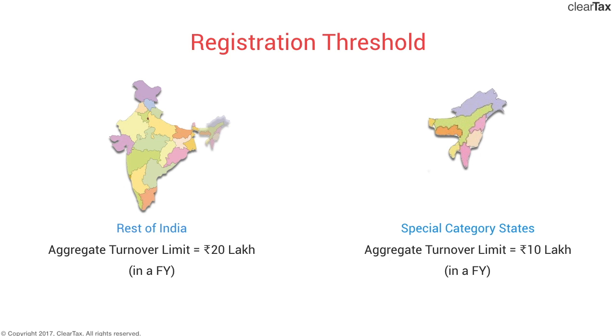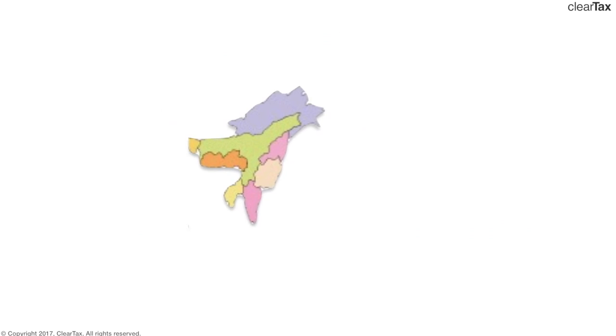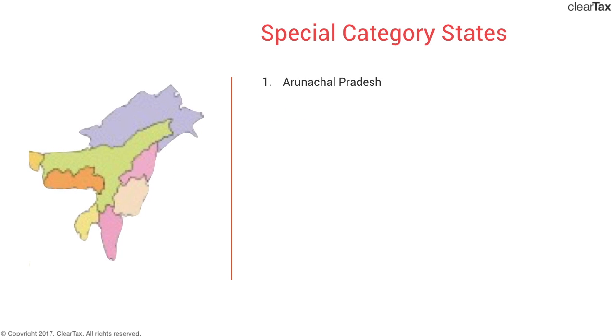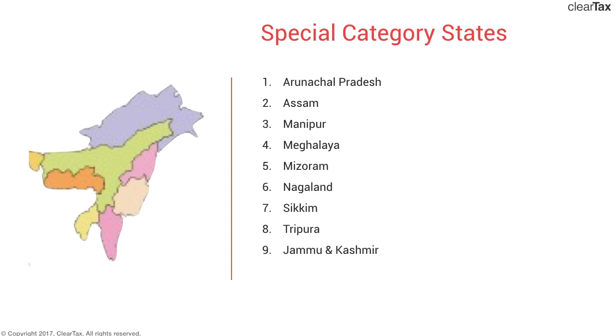In any financial year, if a taxpayer in this special state exceeds 10 lakh aggregate turnover, he is liable to register. So which states fall under the special category? There's Arunachal Pradesh, Assam, Manipur, Meghalaya, Mizoram, Nagaland, Sikkim, Tripura, all of the northeast, and Jammu and Kashmir, Himachal Pradesh and Uttarakhand. These are the special categories of states based on the Constitution of India.